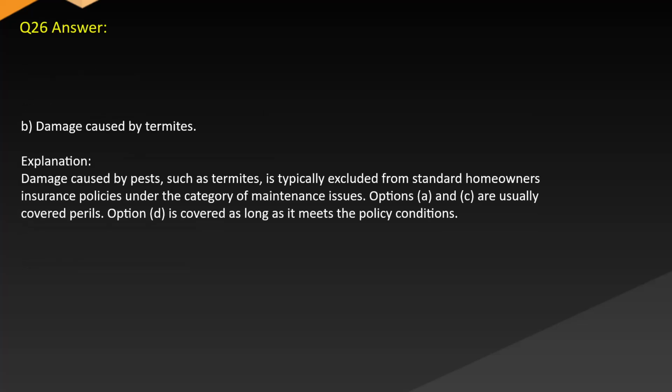Answer: B. Damage caused by termites. Explanation: damage caused by pests, such as termites, is typically excluded from standard homeowners insurance policies under a category of maintenance issues. Options A and C are usually covered perils. Option D is covered as long as it meets the policy conditions.